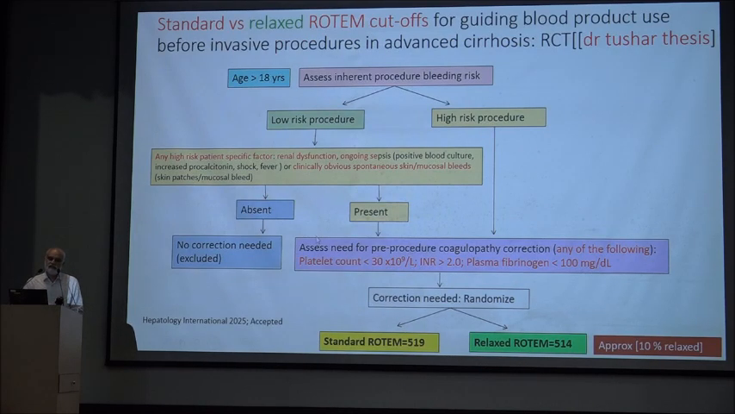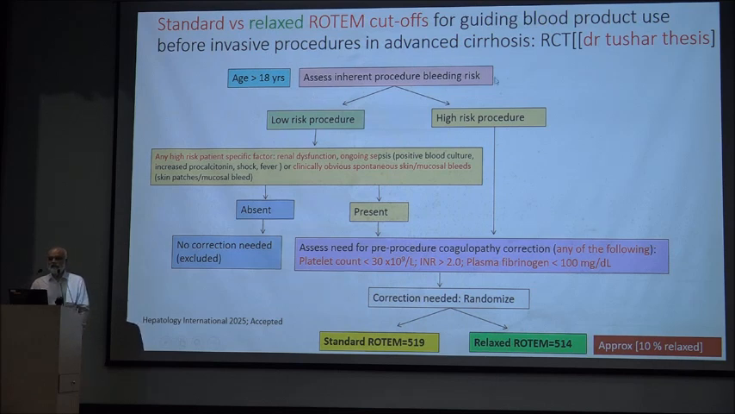Now this was the thesis of Dr. Tushar. This compared two ROTEM cutoffs for transfusion, standard versus relaxed. The standard was what usually is used in liver transplant cases, and relaxed was about 10% relaxation, given to see if we use the relaxed cutoffs whether bleeding or any other complications increase. So this was the study design.